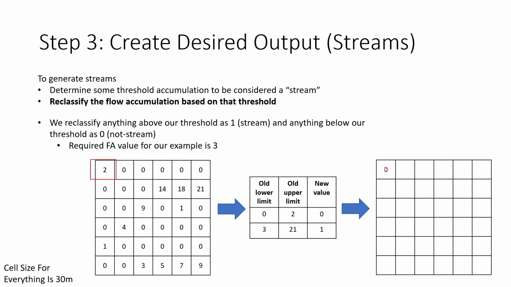It's going to be 0, because 2 is in between 0 and 2. If it's equal to the upper limit, it still goes in this class. So for 0 to 2, a value of 2 is going to be equal to 2. Therefore, it's going to have a new value of 0. Okay?